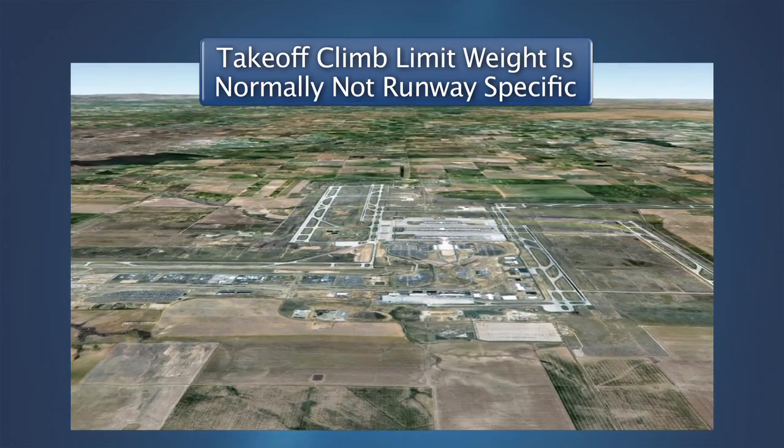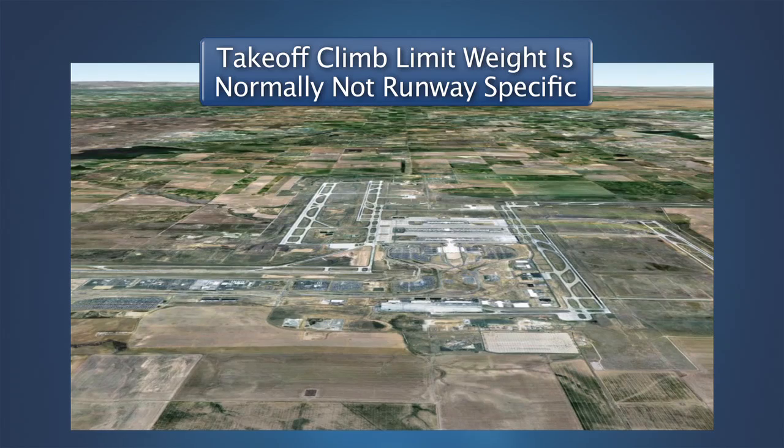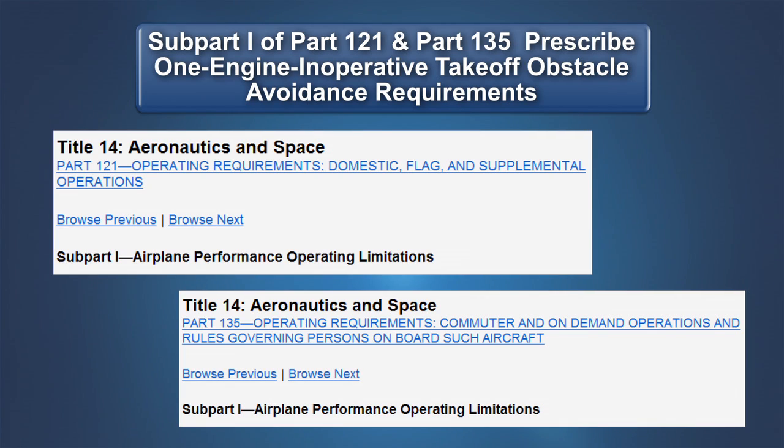These climb gradient requirements are intended to provide a minimum acceptable level of one-engine-inoperative climb performance, but are definitely not intended to satisfy obstacle clearance requirements. Obstacle clearance must be considered separately. The requirements for takeoff obstacle clearance may be found in Subpart I of Part 121 and Subpart I of Part 135 of the Code of Federal Regulations.